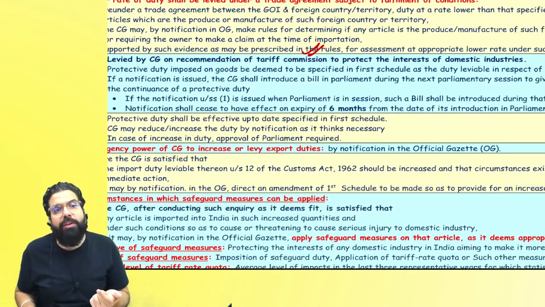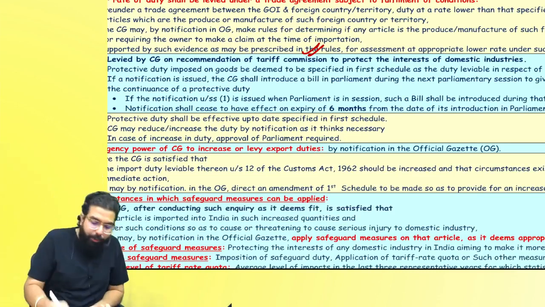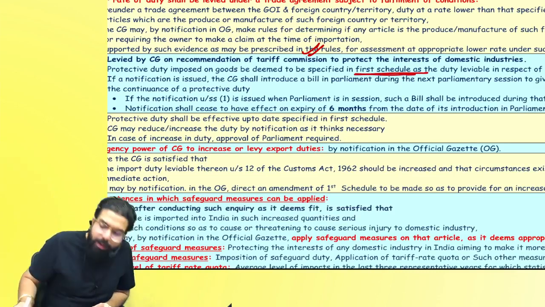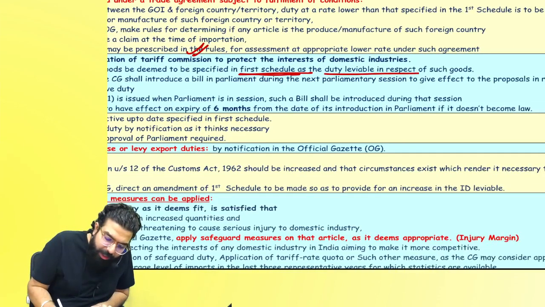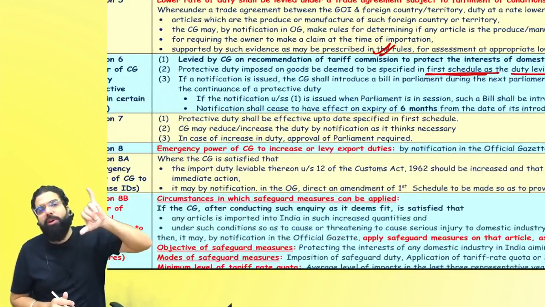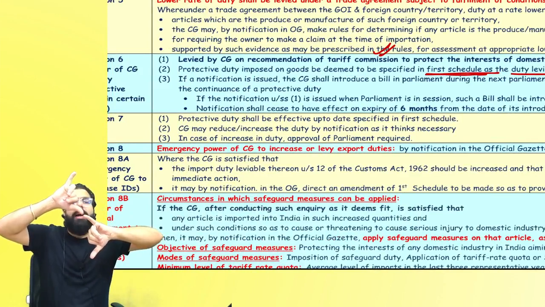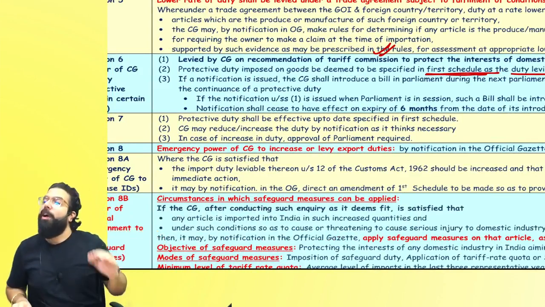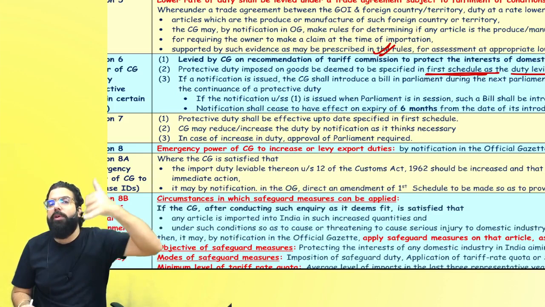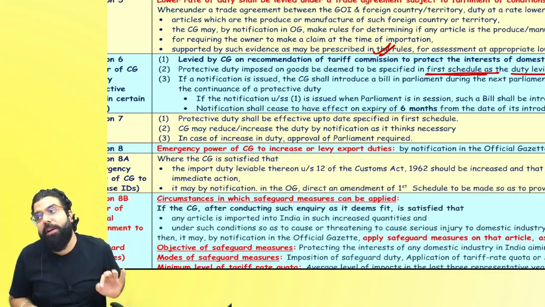When protective duty is imposed, it is always deemed that the protective duty was specified in the first schedule as the duty leviable on such goods. So in the first schedule it was written 10%, a protective duty notification is given, it will be deemed that the actual duty on those goods was 20%, 10% basic custom duty, 10% will be levied as protective duty.